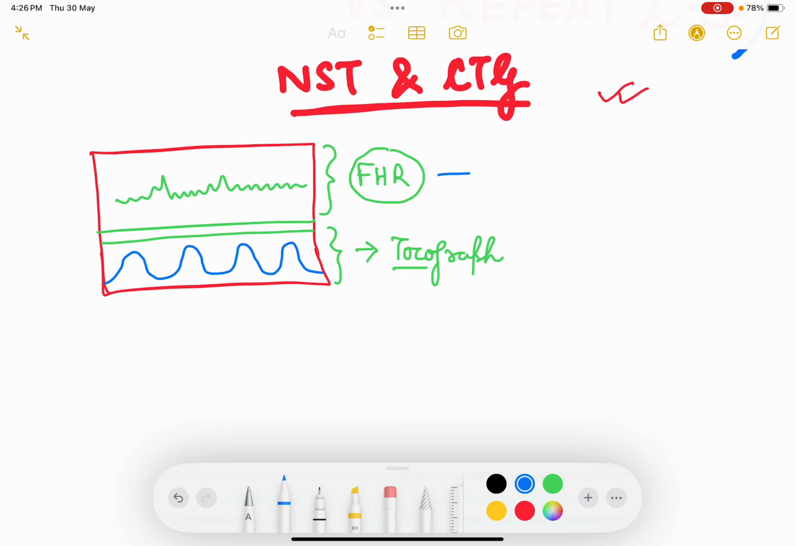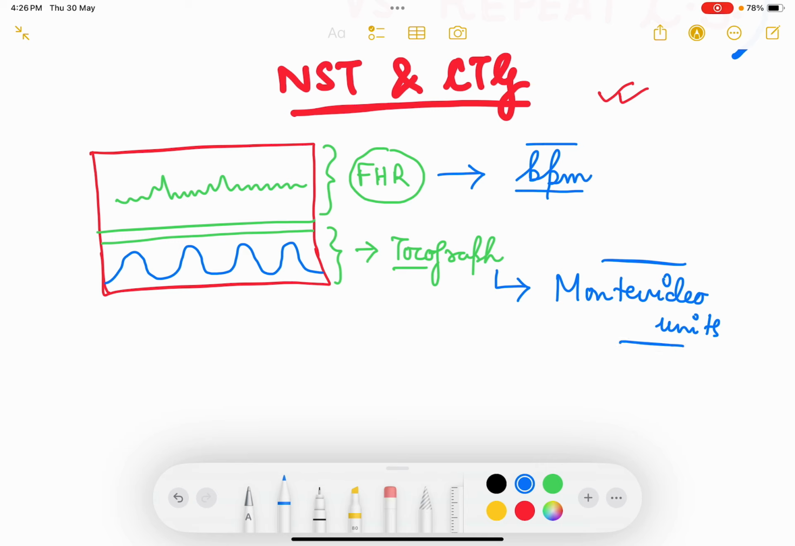Now fetal heart rate is shown in a unit of beats per minute. Okay, so in 1 minute how many beats there are is the fetal heart rate, whereas tocograph is shown in the unit called Montevideo units. Okay, so it is calculated in Montevideo units.